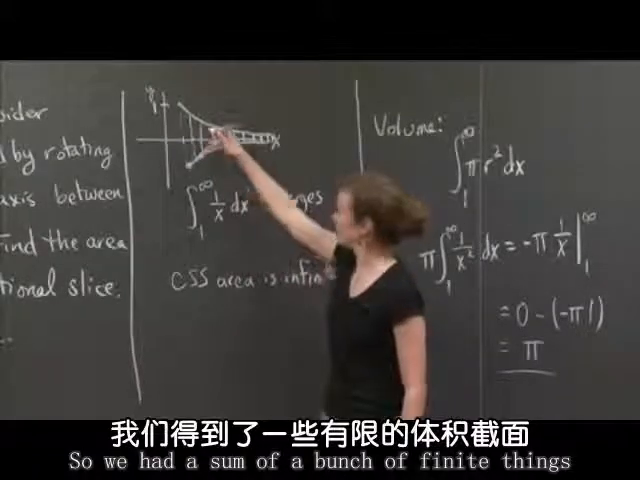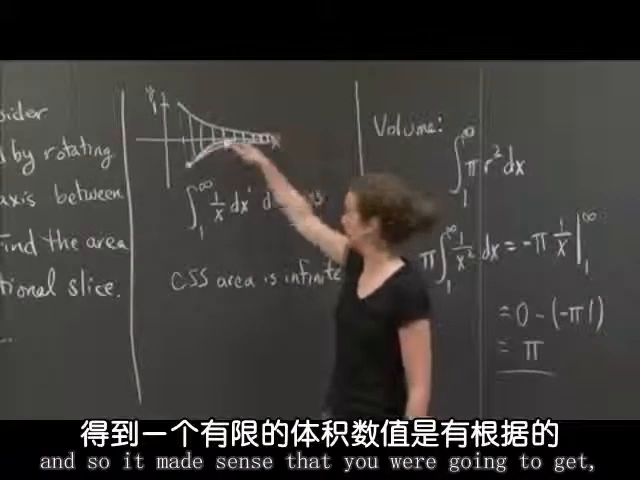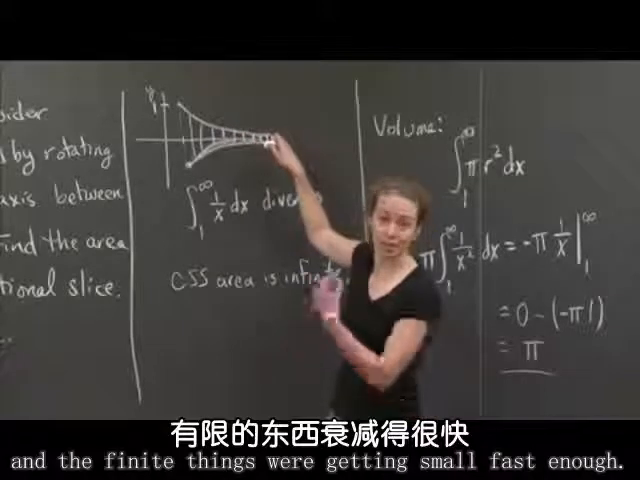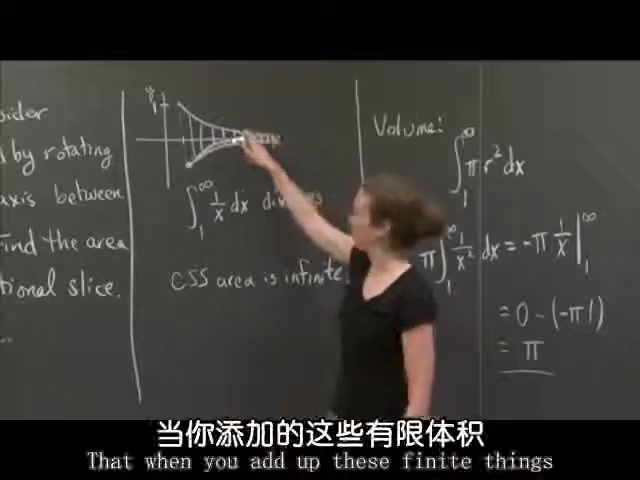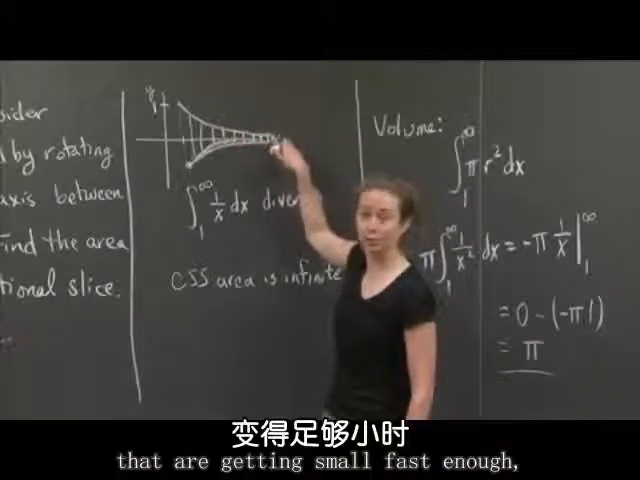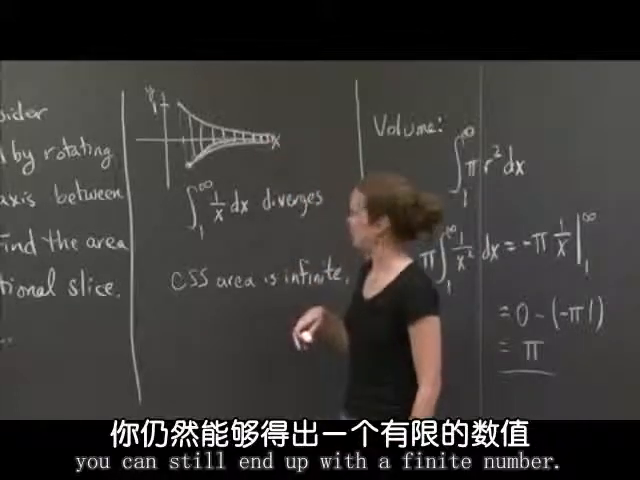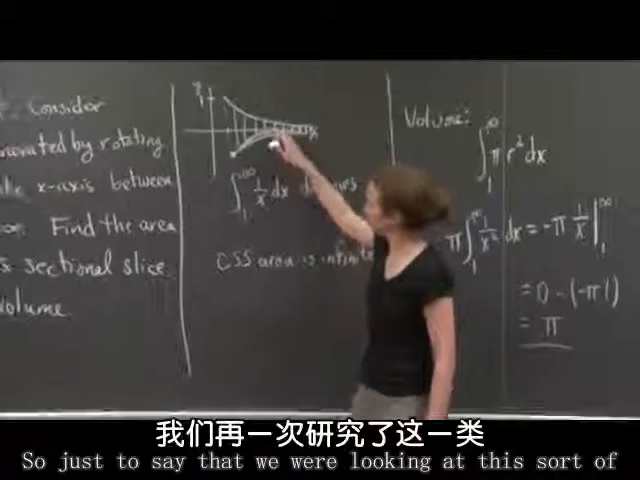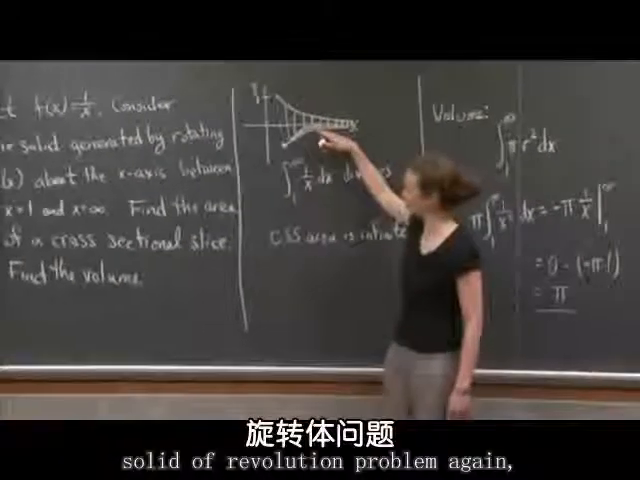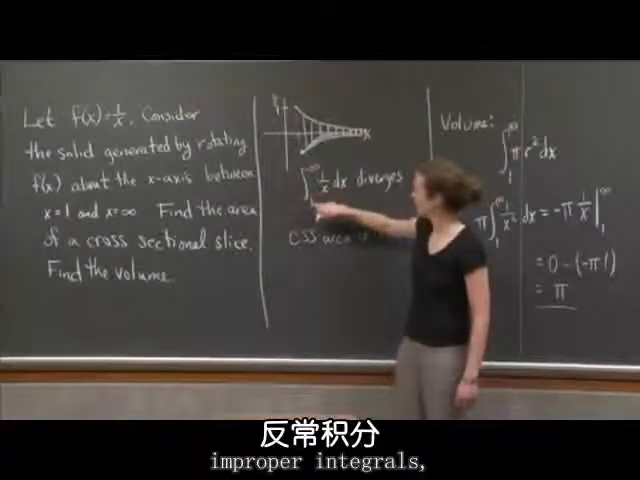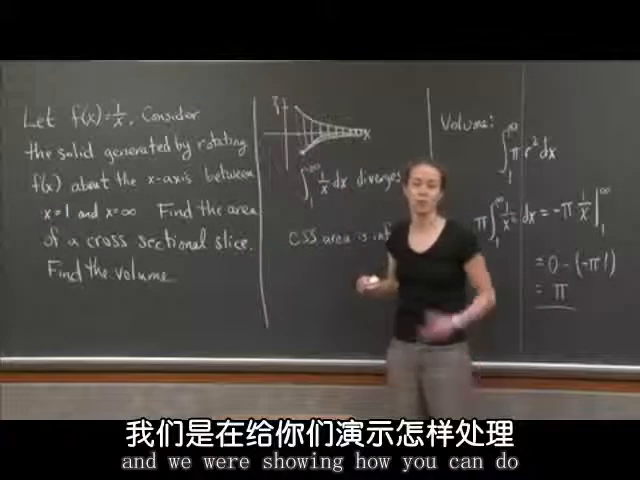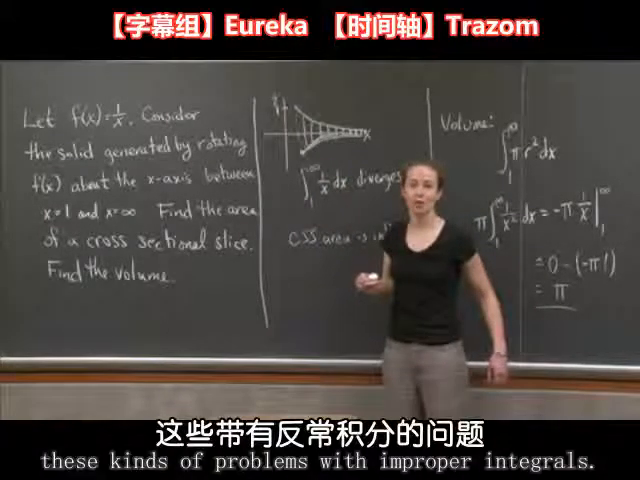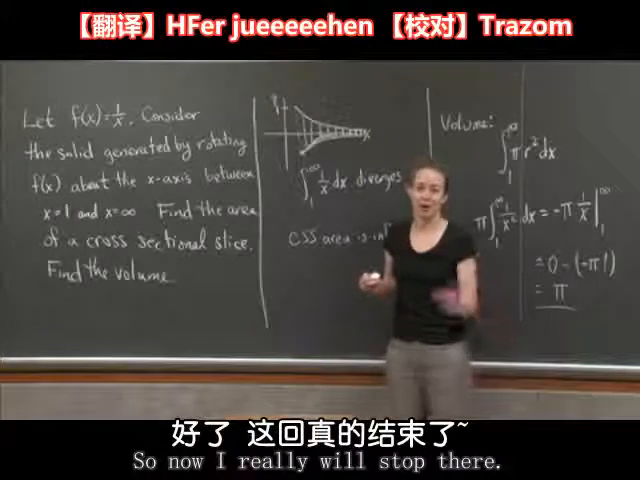So we had a sum of a bunch of finite things, and the finite things were getting small fast enough. That's the point: when you add up these finite things that are getting small fast enough, you can still end up with a finite number. But I guess that's where I'll stop. So we were looking at this sort of solid of revolution problem again, but we were dealing with improper integrals, and we were showing how you can do these kinds of problems with improper integrals. So now I really will stop there.